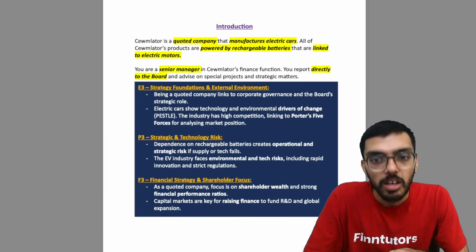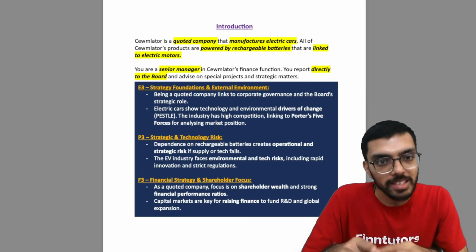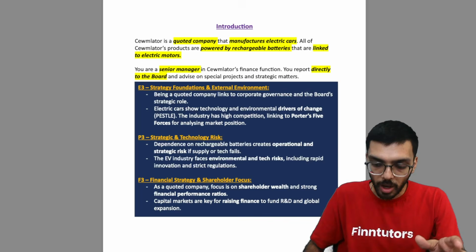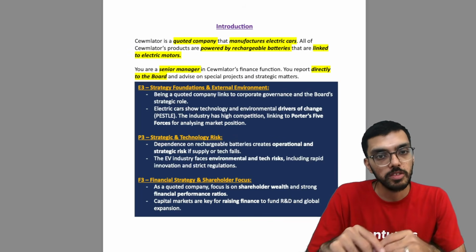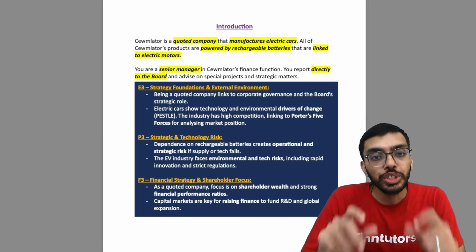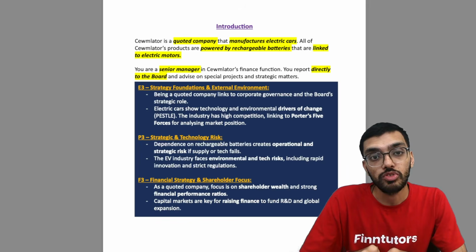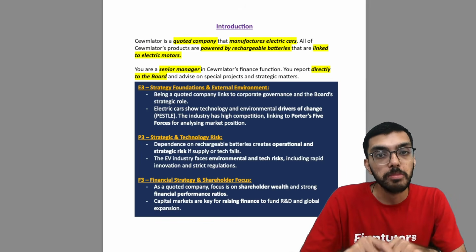Don't worry about that. But I want you to create your list as well as an exercise. So you should be writing down: 1. Corporate governance. 2. Now, electric cars show technology and environmental drivers of change, a very important thing in this market.